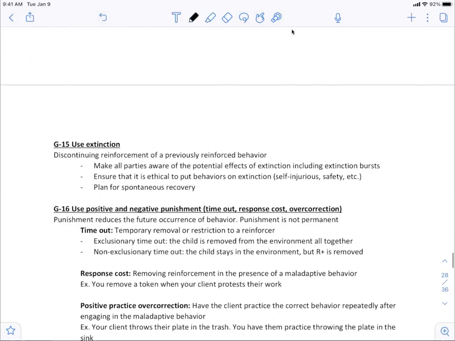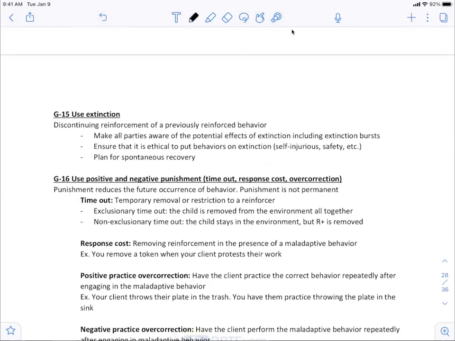All right, G15, extinction. Extinction is our 3rd principle. We should all know what extinction is. Discontinuing reinforcement of a previously reinforced behavior. I didn't go too much into the outcomes of extinction, but we should kind of know it by now. What are we looking at? We're looking at extinction burst.